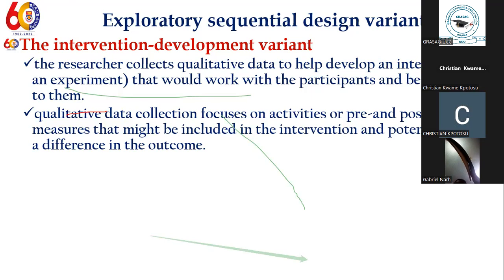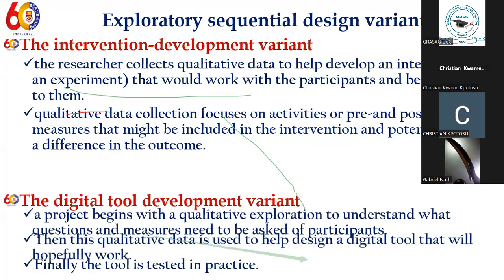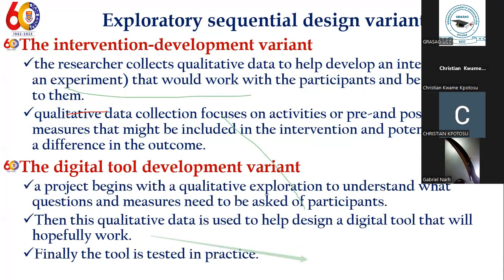Some are purely qualitative. How do you control them in your study? Here, the intervention development variant of the exploratory sequential design comes into play. Another variant is the digital tool development variant. So you see, if we say digital tool, let's take the Moodle, the intervention by UCC. That's the Moodle. I don't know how they went through, but let's see.